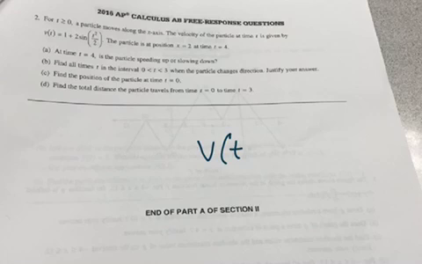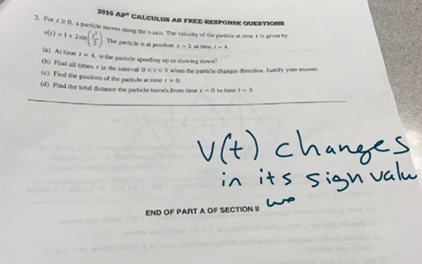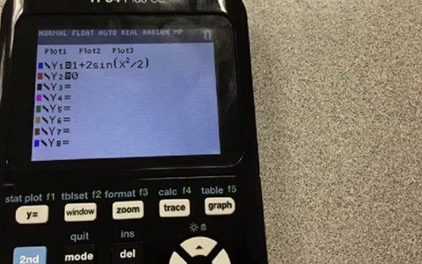So when the velocity changes in its sign value, we have a change in direction. Okay? So when does this happen? Well, and more importantly, what's the easiest way to do this? Well, I guess you're gonna hear me say time and time again, the easiest way to do things, and you can use a calculator, is to just simply graph it.